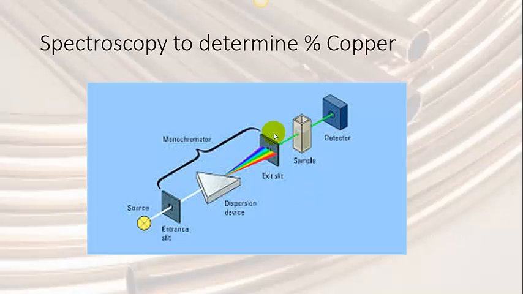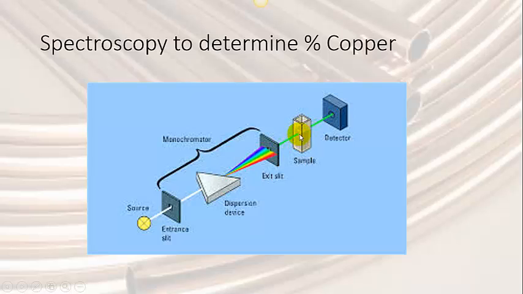We are going to use something called spectroscopy to determine the percent copper in our samples. What spectroscopy does is it takes a source of light and gets it into one wavelength of light and passes it through a sample and into a detector. Samples will, depending on what they are, absorb light. And our copper sample is going to absorb light at 800 nanometers. So our spectrophotometer will be set to 800 nanometers.